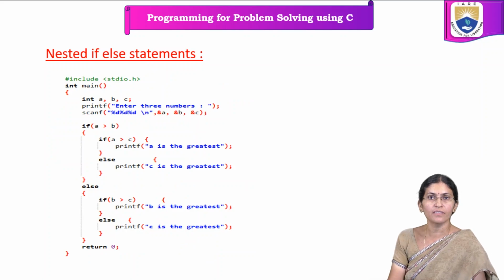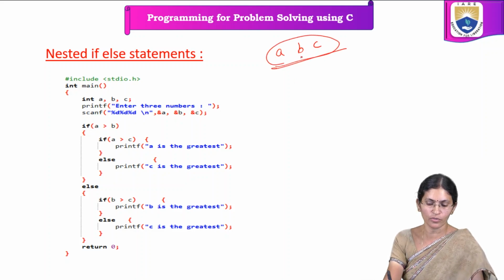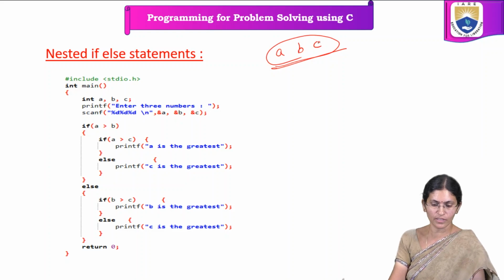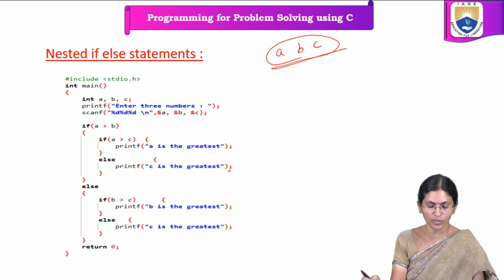Next, consider a simple program. Here we need to find the greatest of three numbers. Suppose we have A, B, C. There are three numbers, so we need to find which one is the greatest out of all the three numbers. This program we can execute by using nested if else statements.